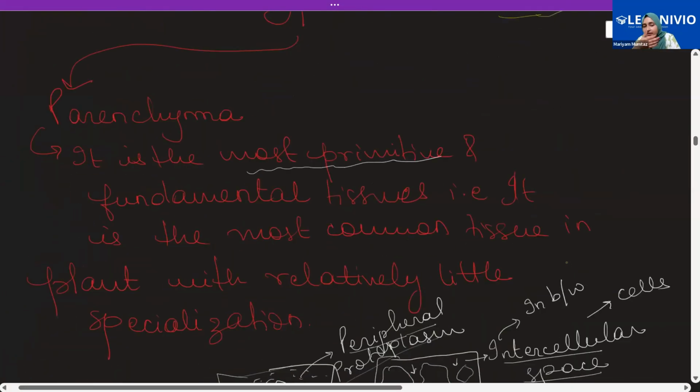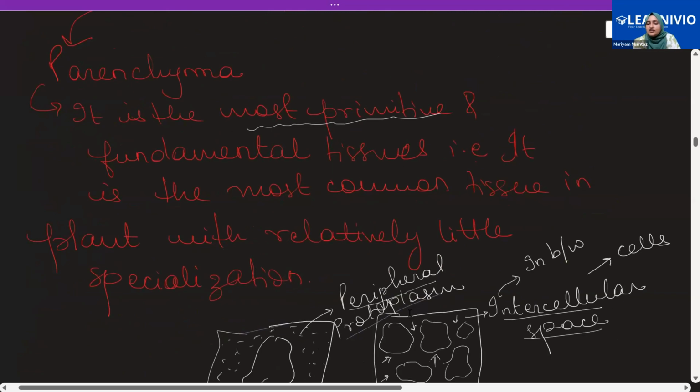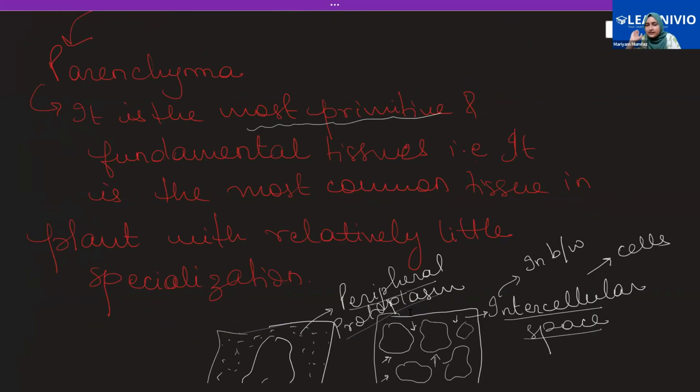Now, the first one is parenchyma. This is the most primitive, the most basic type of tissue that the plant requires. Without this, the plant cannot survive. So it's the most primitive and fundamental tissue. It's a very common tissue in plants, and it has very little specialization. It's not very modified. It's a basic kind of tissue found in all types of plants. Clear?